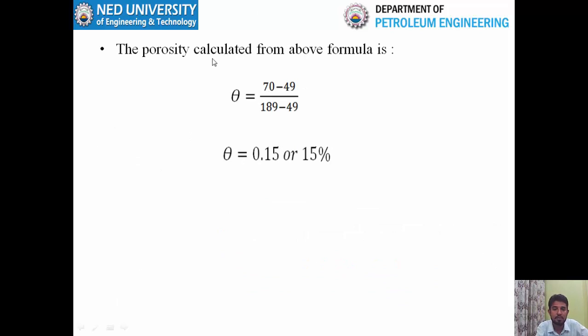So once you identify the lithology and fluid content, and by reading the value, you can calculate the porosity from the formula, and porosity turns out to be around 15%. So zone number 2 has a sonic porosity of 15%.